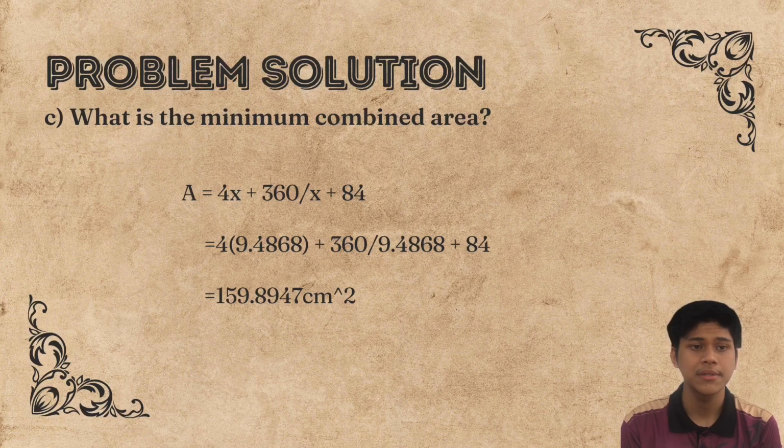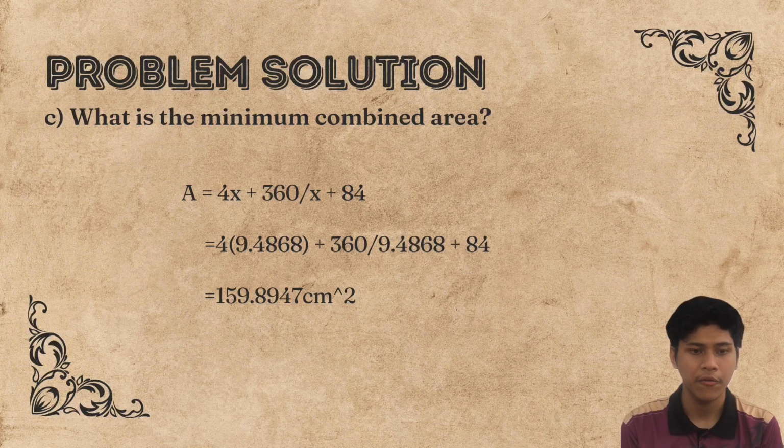Next, I will answer the problem solution for question C. The question is, what is the minimum combined area? How can we calculate it? We just take the combined area of the flower border and fish pond, which is A equal to 4x plus 360 over x plus 84.